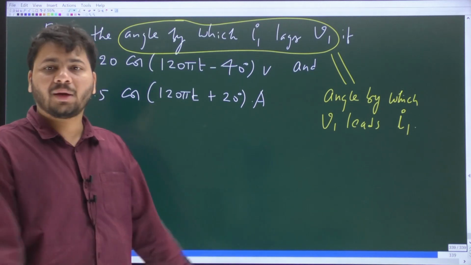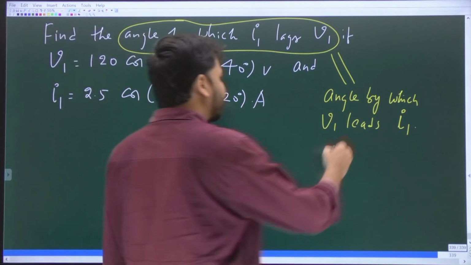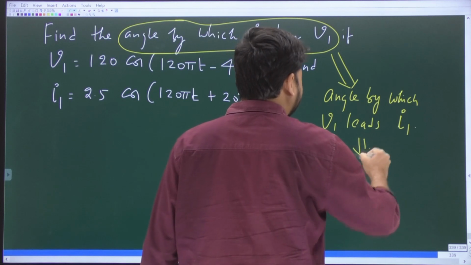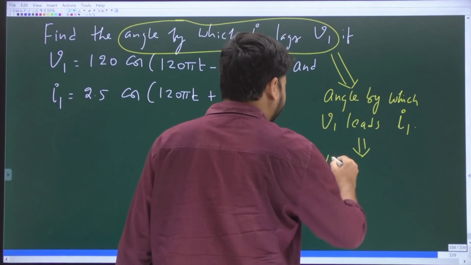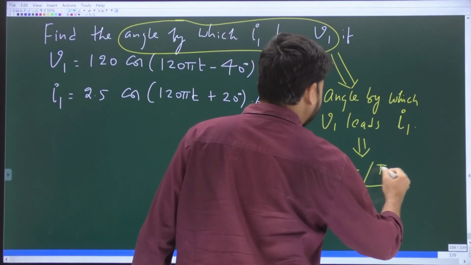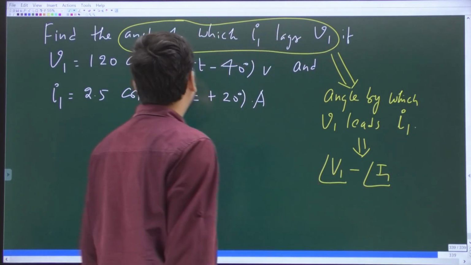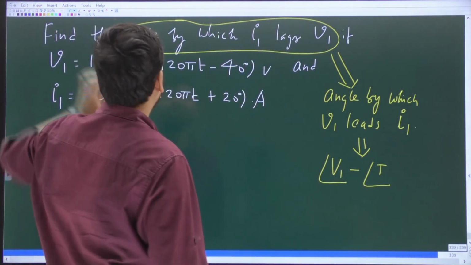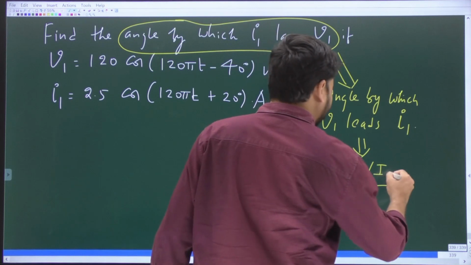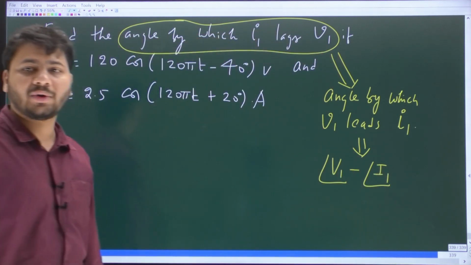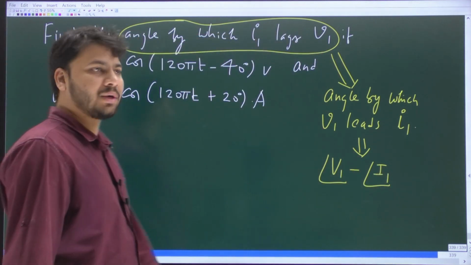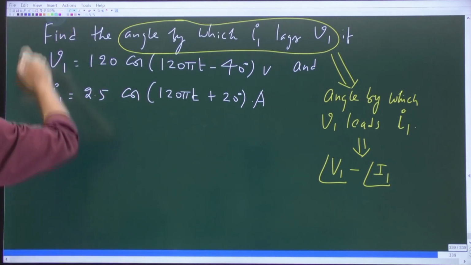And what is that angle by which V1 leads I1? Again, this is the same as what? Phase difference between V1 and I1. Understood? Angle by which V1 leads I1 is the same as the phase difference between V1 and I1. That's all. Now you can easily do it.